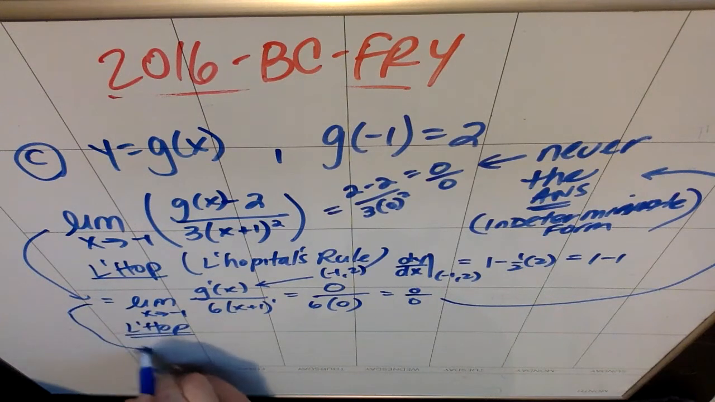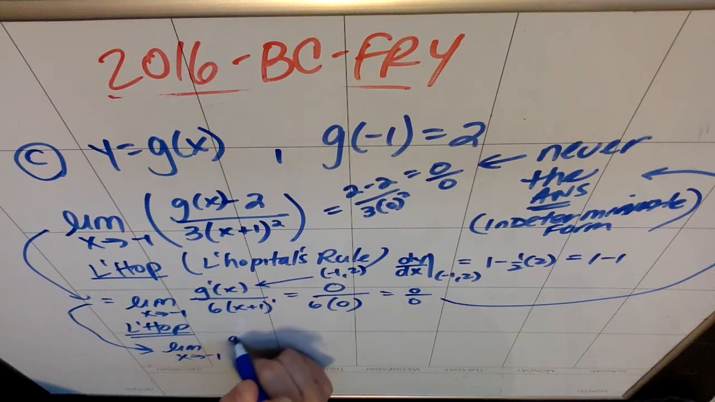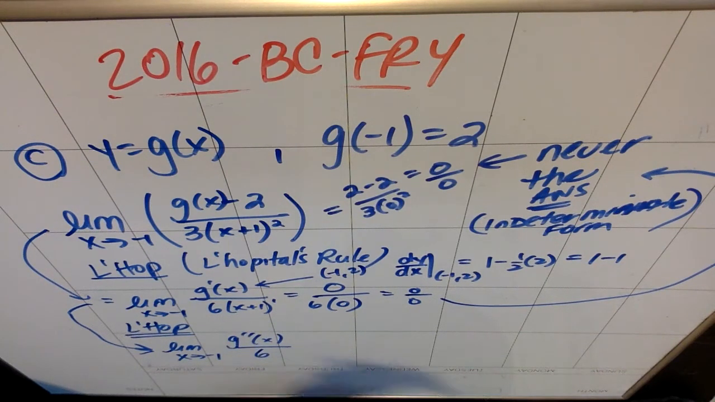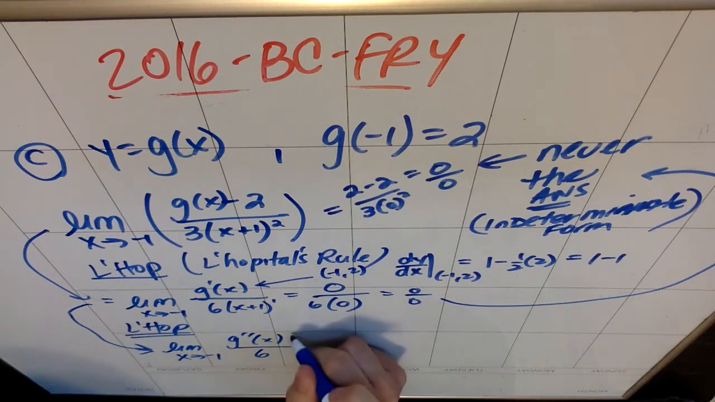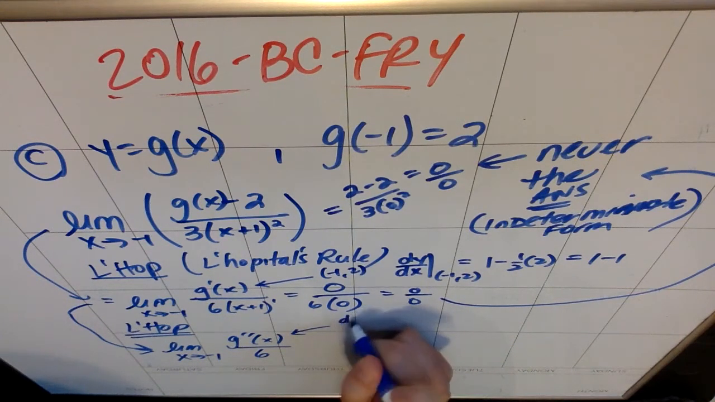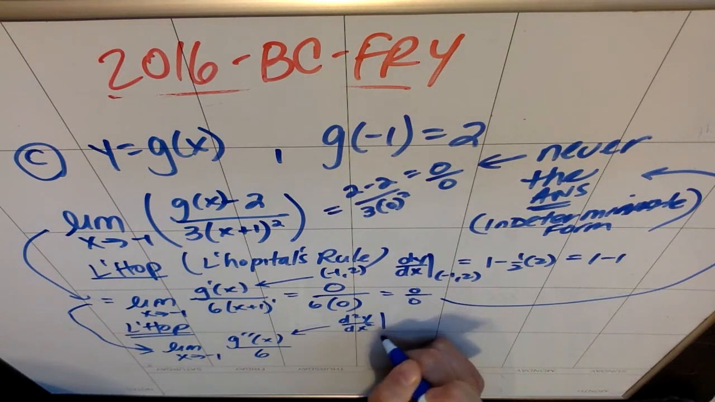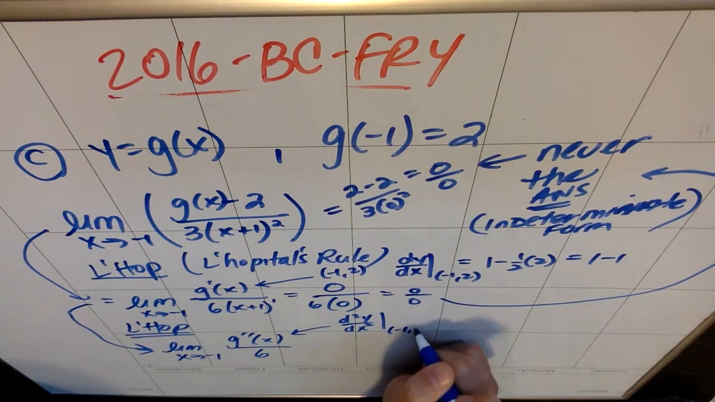So I'm allowed to say that this is equal to the limit as x approaches -1 of g double prime of x over, and when I derive this, I just get a 6. So now I just need to know what g double prime is. Well, g double prime is the second derivative, which we found in part A, evaluated at -1, 2.